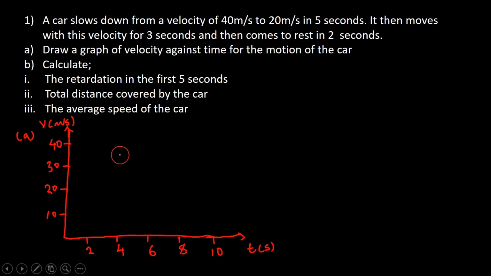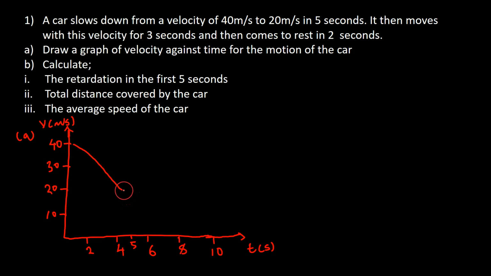So let's begin with the first motion. A car slows down from a velocity of 40 meters per second to 20 meters per second in 5 seconds. So the 5 seconds is just between where we have 4 and 6. And then we can draw a line from 40 here to where we have 20, but it should end where we have 5 there.